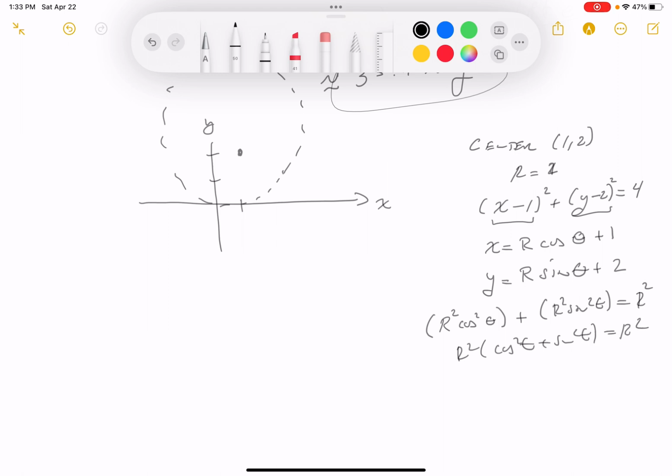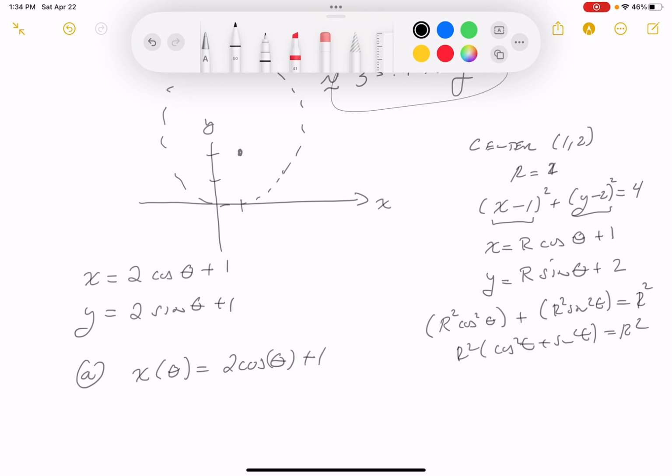So now I'm going to write this over here. X equals, well, what's the r? It's 2 cosine theta plus 1. And then y equals 2 sine theta plus 2. All right, so x is a function of theta: 2 cosine theta plus 1. And y is also a function of theta, and that's going to be 2. You know what? I just realized I made a mistake in copying.